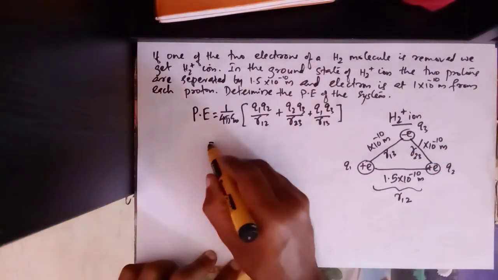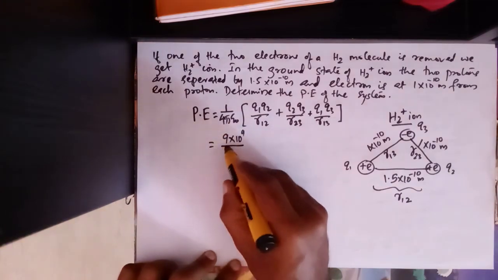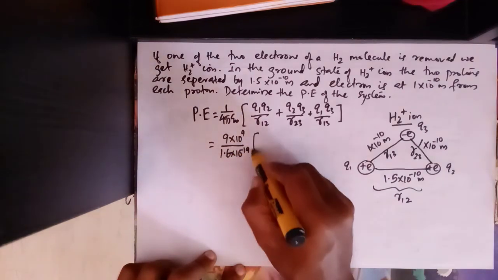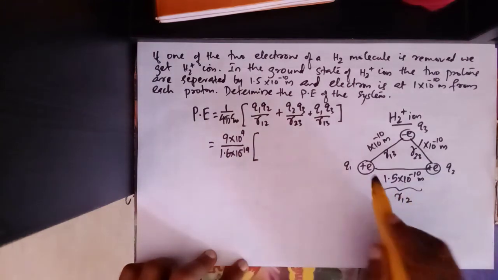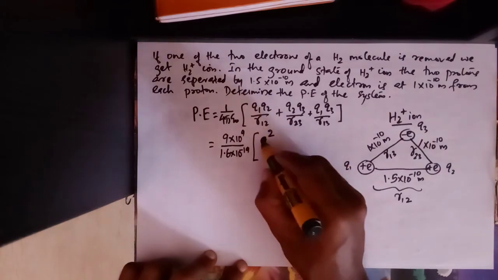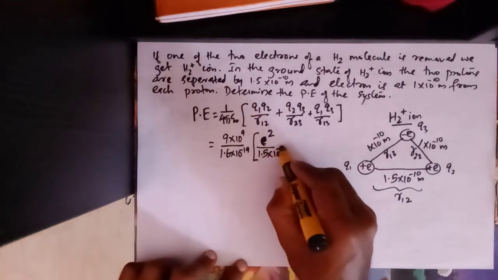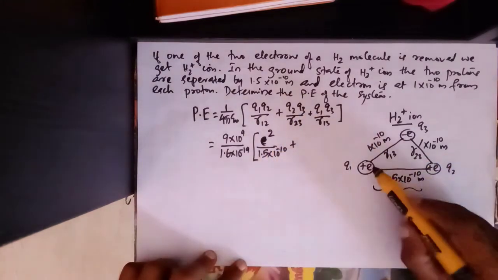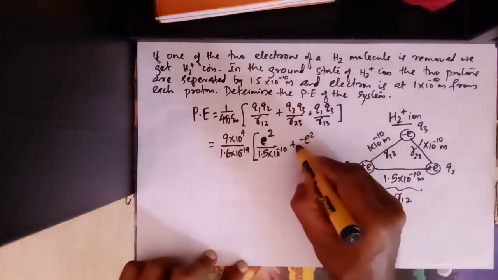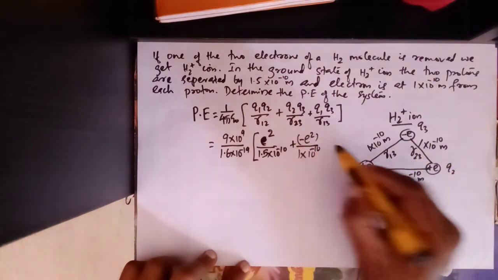Okay, we'll substitute the values. 1 by 4 pi epsilon 0 is 9 into 10 raised to 9. We need to convert energy to electron volt, so we have to divide by 1.6 into 10 raised to minus 19. Now Q1, Q2 are plus e and plus e, that is e square, divided by R12, which is 1.5 into 10 raised to minus 10. Plus Q2, Q3, plus e and minus e, that will be minus e square by the distance, 1 into 10 raised to minus 10.